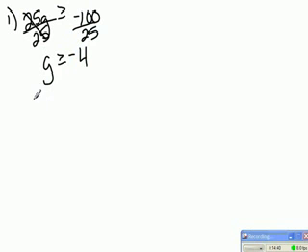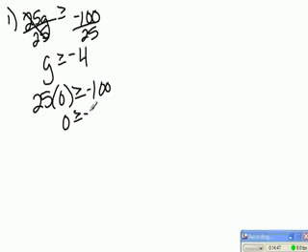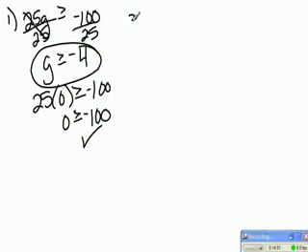I could use 0. That would make everything very easy. So 25 times 0 is greater than or equal to negative 100. 0 is greater than or equal to negative 100. Is that true? Yeah. So my answer works.